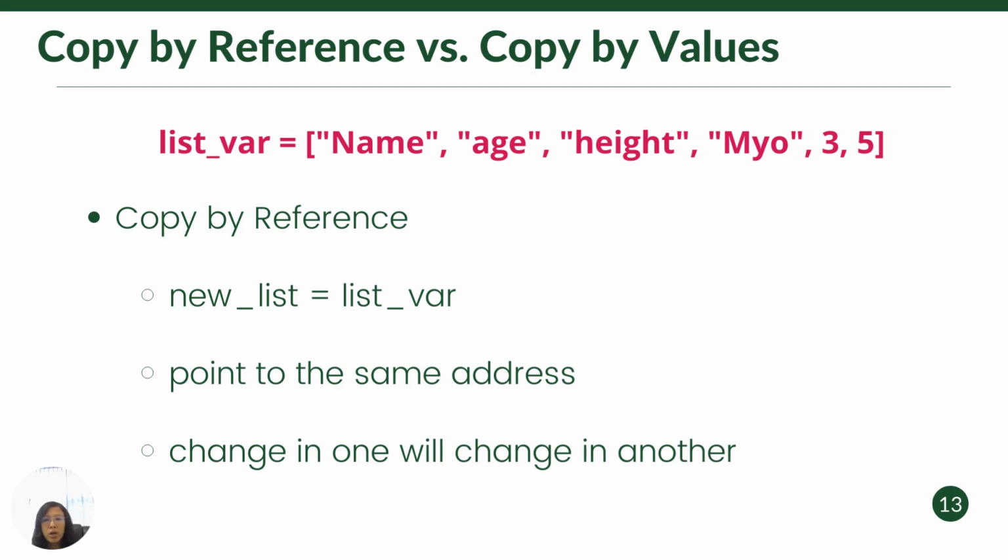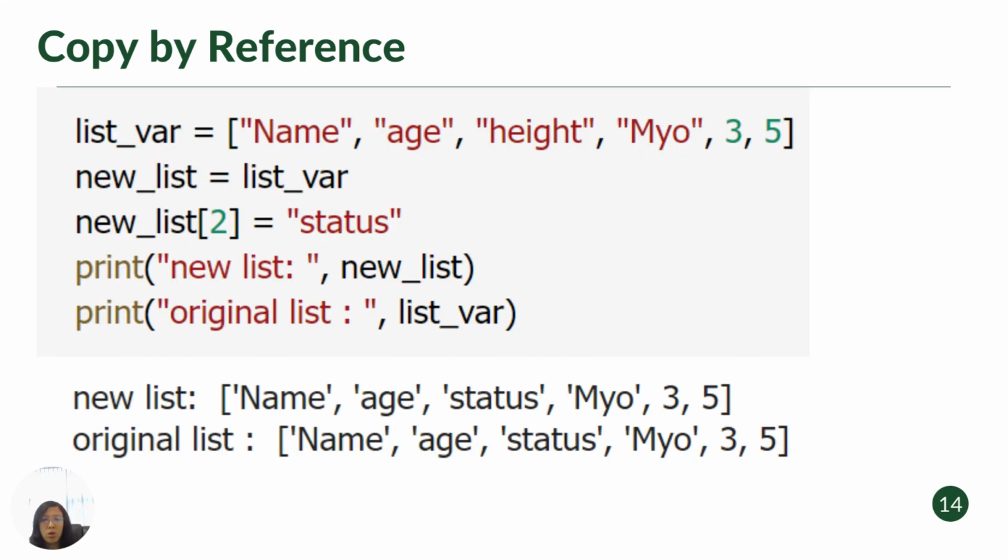All right, so now let's look at the example. It will be easier for you by looking at the examples. The first list variable has 6 elements. And then I want to copy these elements into a new list. So I just use the equal sign to copy from the list variable to new list. Now I have the new list with the 6 elements.